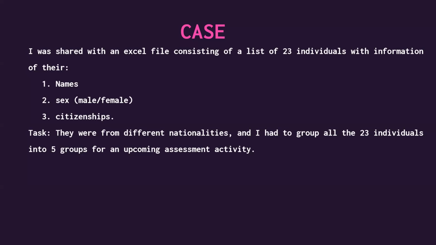And the task, since they were from different nationalities, was to make five main groups because there was an assessment activity and we needed to divide those 23 individuals into five groups, but as randomly as possible so that we are not biased. We wanted to mix, not have the same sexes go together and not the same nationalities, I mean citizenships, go together. It was really not an easy task, and I wanted to be as objective as possible so that I could say this is what I based on to group you, because in that case that's where you meet what I can call a data-driven decision. I had to make a data-driven decision. So this is my case.